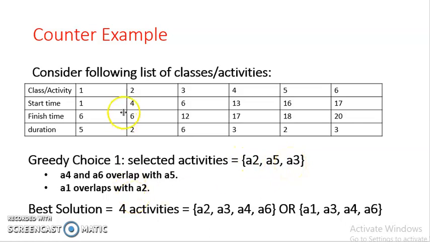So by applying this greedy choice, your solution is to schedule A2, A5, and A3. But just by looking at this example, we can see that you can schedule 4 classes. So that is A2, A3, A4, A6, or there is a second solution as well. So our greedy choice has failed.